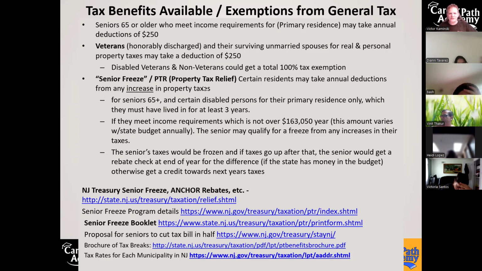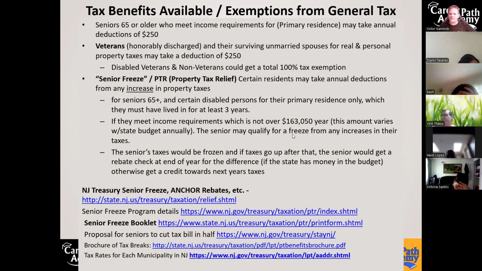65 and older, this PTR program will be a reimbursement for any increase in taxes at the end of the year. So for seniors 65 and older and certain disabled persons, for their primary residence only, that applies, not for investment properties, which they must have lived in for at least 3 years. If they meet those income requirements, which now have been raised a lot, at least this was for last year's budget, it was up to $163,050. This amount varies with the state budget annually.